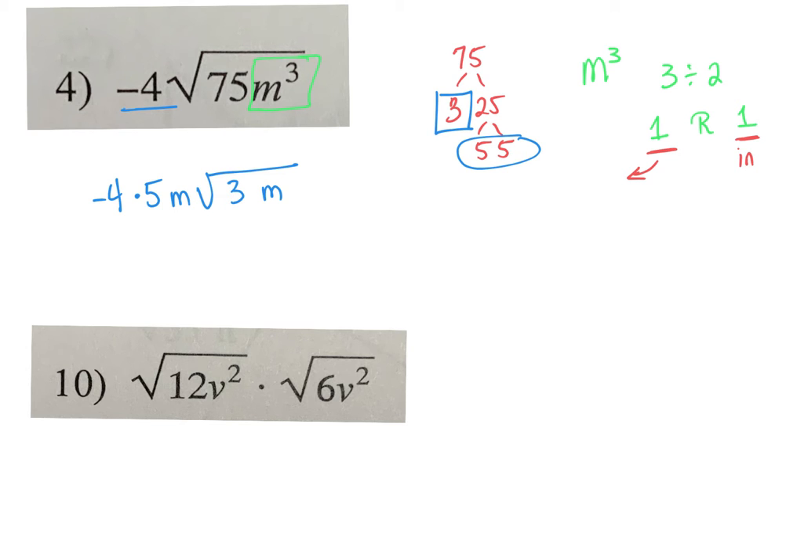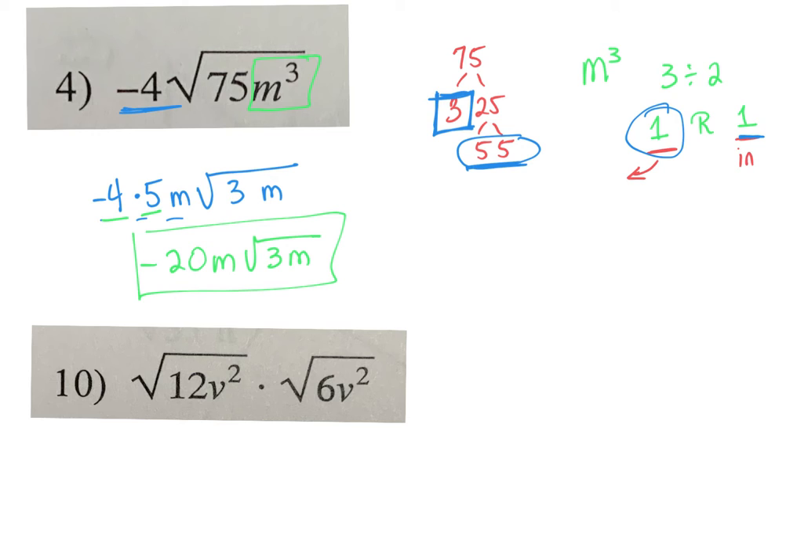So on the outside, I have the -4, the 5 from my number, and 1 of the m's. -4, 5, and 1 m. On the inside, I have the 3 and 1 of the m's that stays in. And then to simplify this and get it finished, I have to multiply everything that's on the outside and multiply everything that's on the inside. -4 times 5 is -20 times m, and then square root of 3m. That would be my answer.